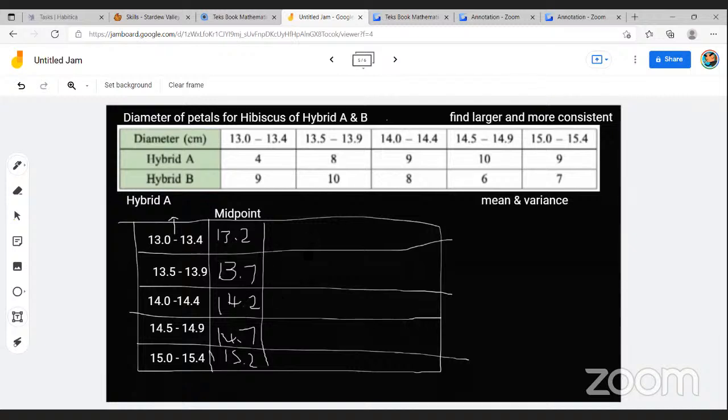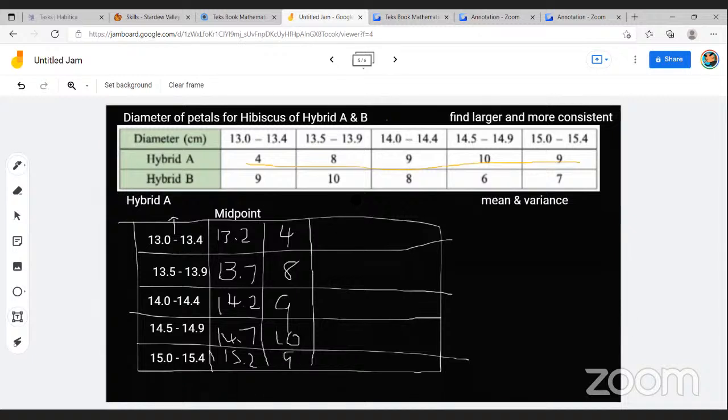So this is midpoint. And then you take the frequency of each of them. And remember, we're only taking hybrid A. So make sure you only take the upper part. So for hybrid A, we have 4, 8, 9, 10, 9.